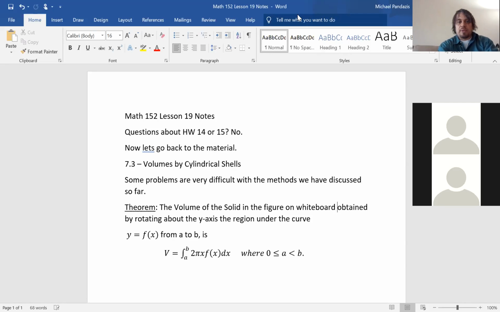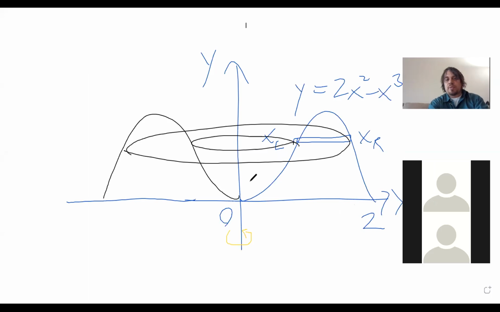Okay, so now if we go to the whiteboard, you see you have this curve y equals f of x from x equals A, which is 0, to x equals B, which is 2. And you rotate it about the y-axis. And so now you have this three-dimensional object that you get from this rotation, right? What I drew here was just the rotation of this point, and the rotation of this point, right?